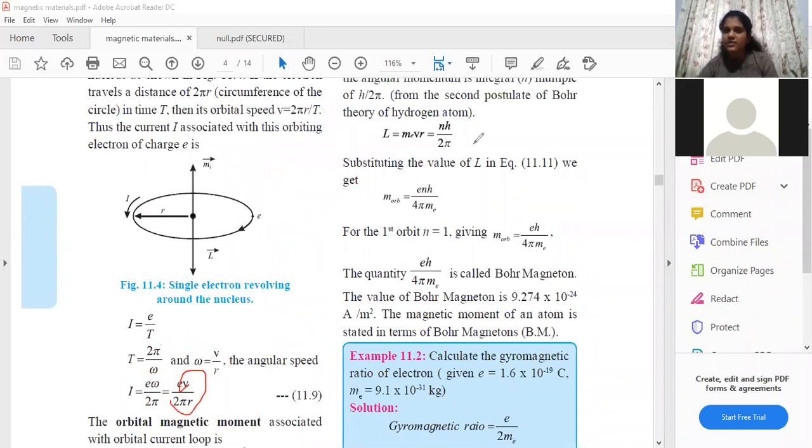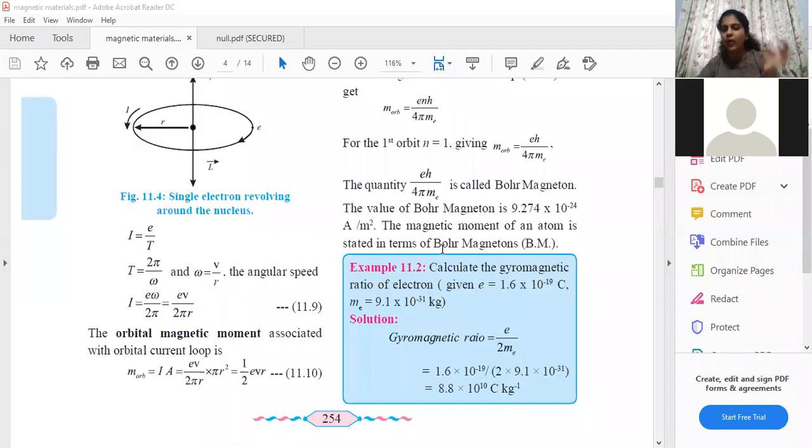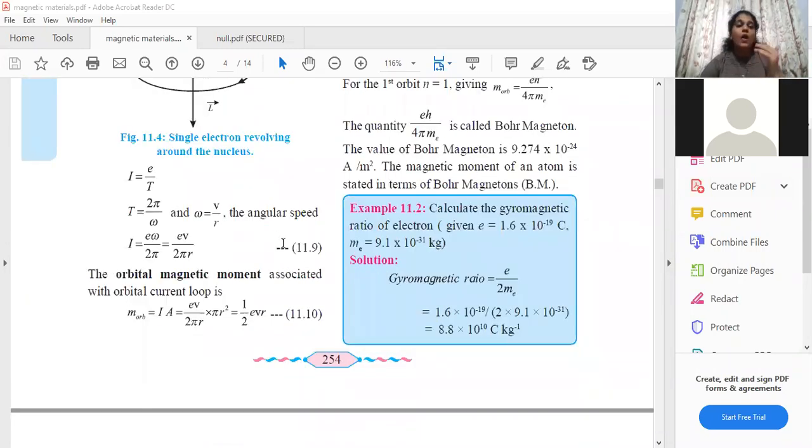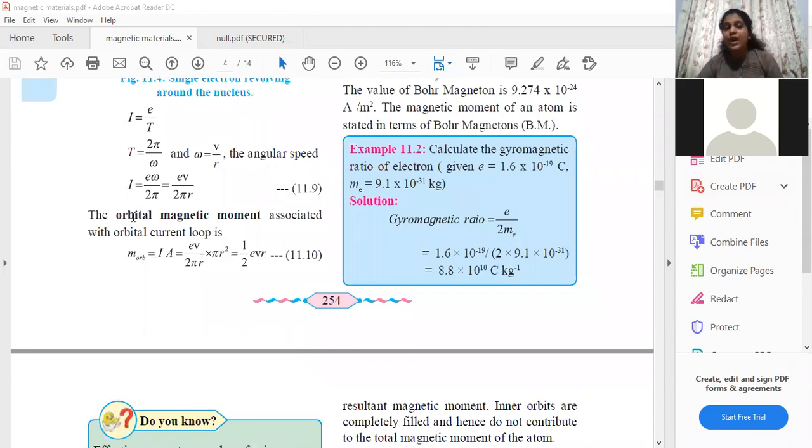All right, fine. So I hope you all have noted it down. If not, then later see the recording and please note it down. If you have understood this part, well and good. Okay, all right. Now let's move ahead. The orbital magnetic moment associated with the orbital current loop is, okay, so this we are discussing about the magnetic dipole moment. Okay, the dipole magnetic moment. So why orbital magnetic moment?